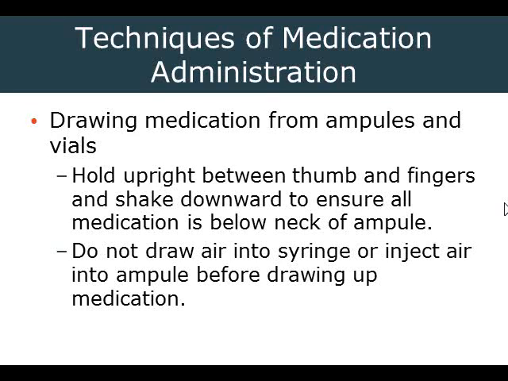So when we're drawing medications from amps and vials, we hold it upright between the thumb and the fingers and shake downward to ensure that the medication is below either the neck of the ampule or the neck of the vial. If we're going to specifically draw medication from an ampule, we do not draw air into the syringe, and we do not inject air into the ampule.